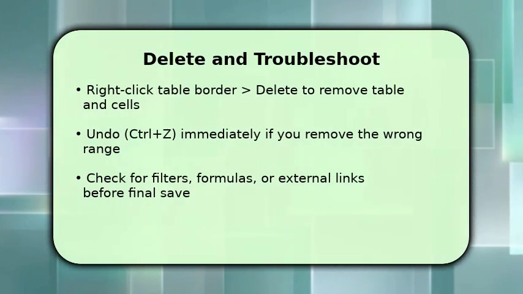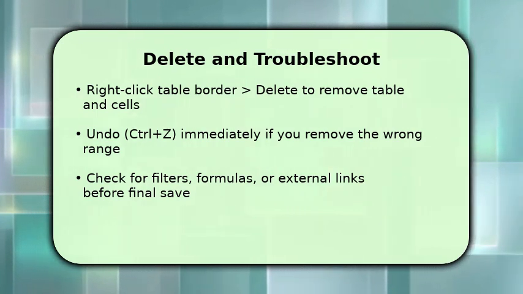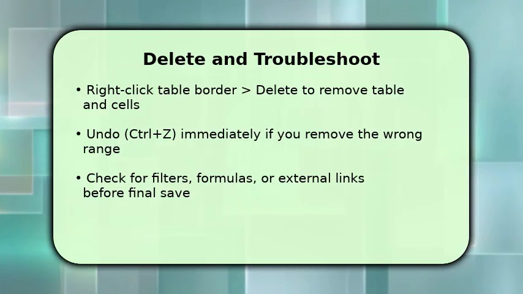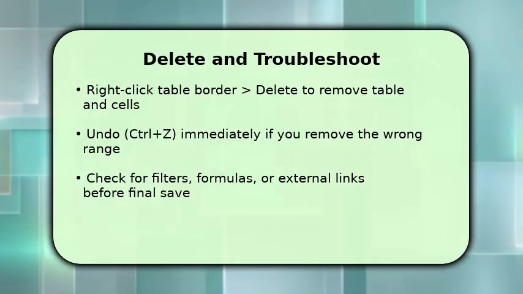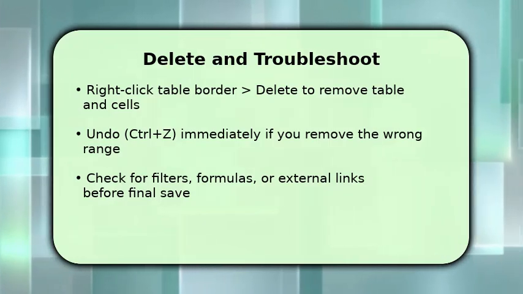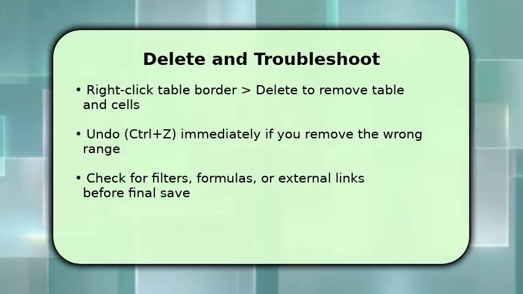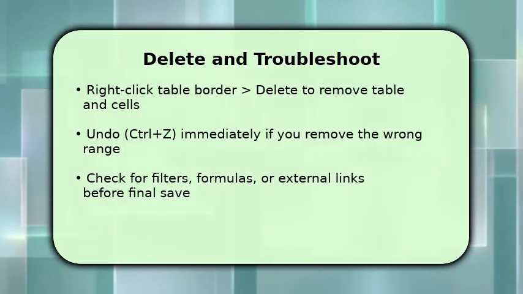Finish by deleting the table area if you want the worksheet cleared entirely. Select the table, right-click the border and choose Delete, or press Delete after selecting the range. Once done, inspect formulas and named ranges that reference the table. They may show errors. If something goes wrong, use Undo, Ctrl+Z, right away.